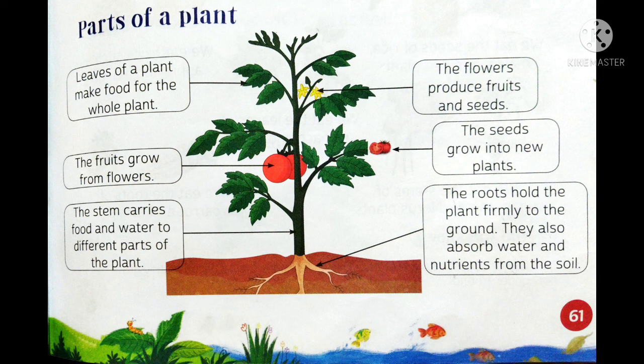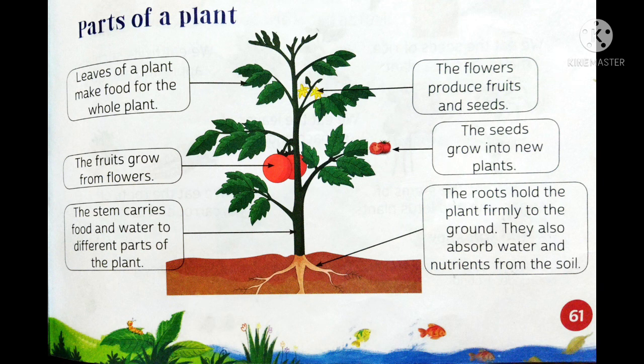The next one is leaves. Leaves are the part of the plant which make food for the whole plant. Leaves are the kitchen of the plant because food is prepared in the leaves. And next one is flowers. Flowers grow in the plants and later on they become fruits of the plant. The fruits grow from flowers, and the fruits bear seeds in them and the seeds grow into new plants. So children, these are the different parts of the plant. Later on in your further classes you will study about them in more detail.